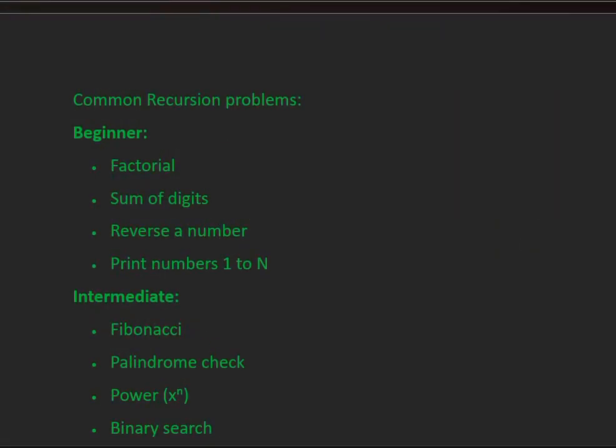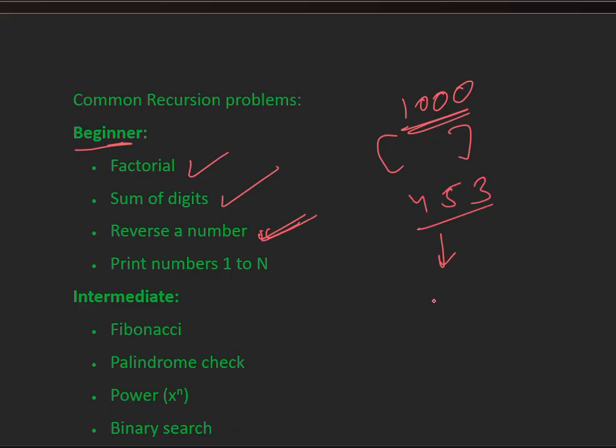So some common recursion problems. For beginners: finding factorial, finding sum of digits of a number, and reverse a number. Suppose you are given 453 and you have to reverse it to 354. That you can also do with recursion. Printing numbers from 1 to n. So these are good problems to understand how recursion works.